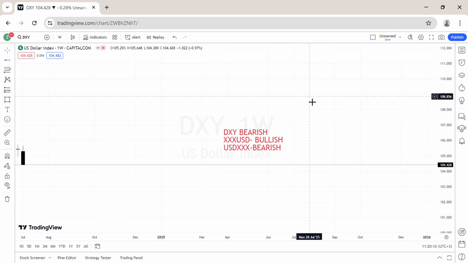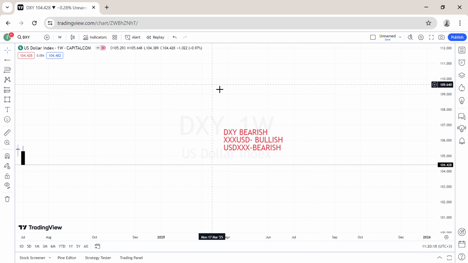Hello. This is a trade recap for last week. I'm going to use DXY and maybe later we touch on gold. That's the most traded asset.